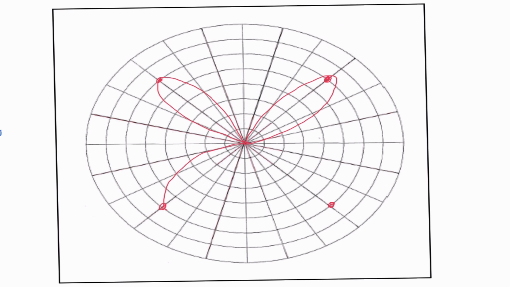Okay, now once again, I've already said this, but this is a sketch. But if we substituted in some of these other values, we would get ordered pairs that would form this rose.